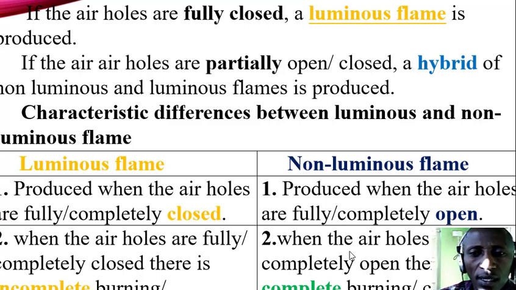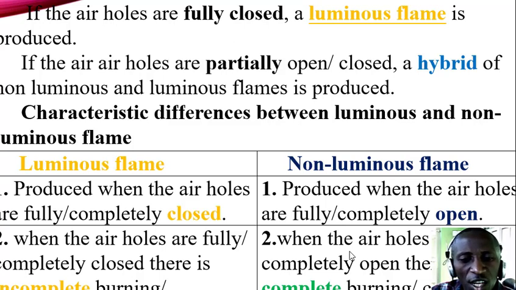So viewers, we need to look at the various types of flames produced. Generally, we have two types of flames, the luminous and the non-luminous. As the word suggests, luminous is that flame which produces a lot of light. Non-luminous has very little light. Much of it is heat. So I'd like us straight away to look at the differences between luminous flame and non-luminous flame.